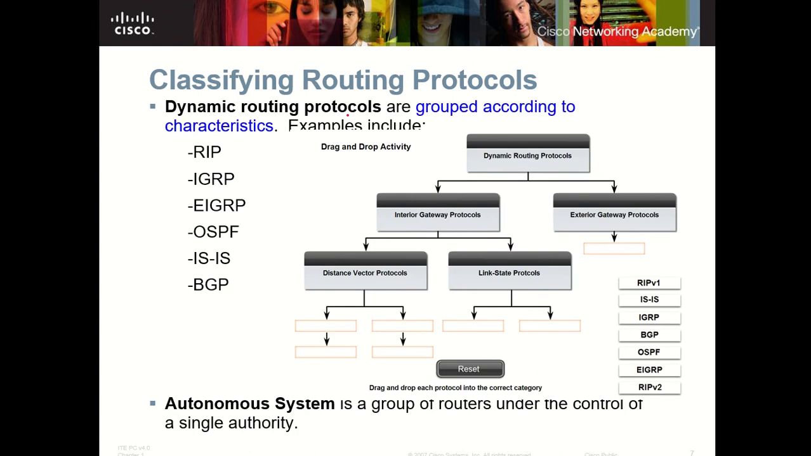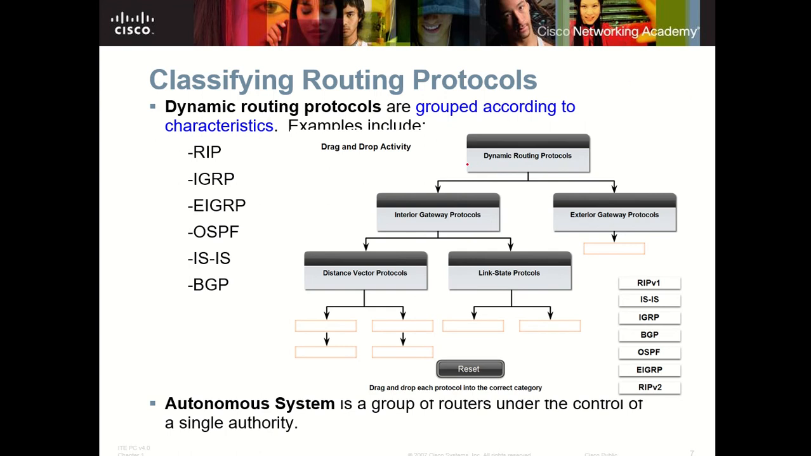Alright, so dynamic routing protocols are grouped according to characteristics. If we look at it, again, as mentioned, there are only two types of routing protocols. Either you use static routes, wherein there are three categories, right? We have the basic configuration, the default route configuration, and the route summarization. We can use those. Here in dynamic routing protocols, they are also grouped into two categories.